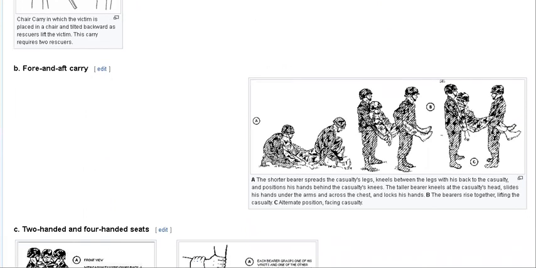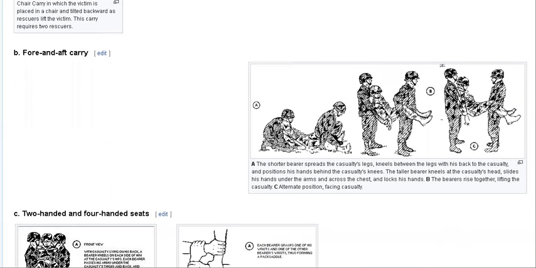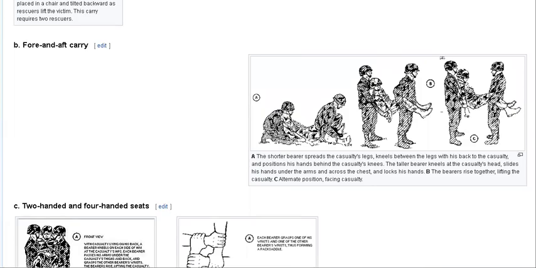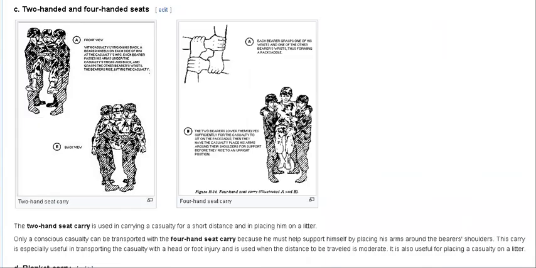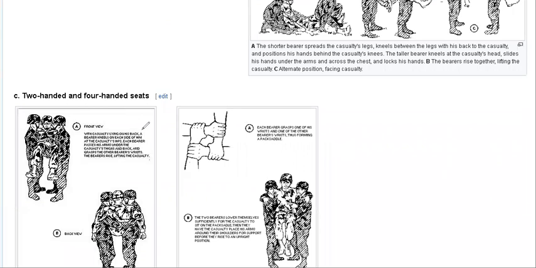Okay, so we've seen this, the fore and aft carry. Let's have arms. Seen that in movies. Okay, so we've also seen this. That's okay. I don't know how to do this with my own hands.